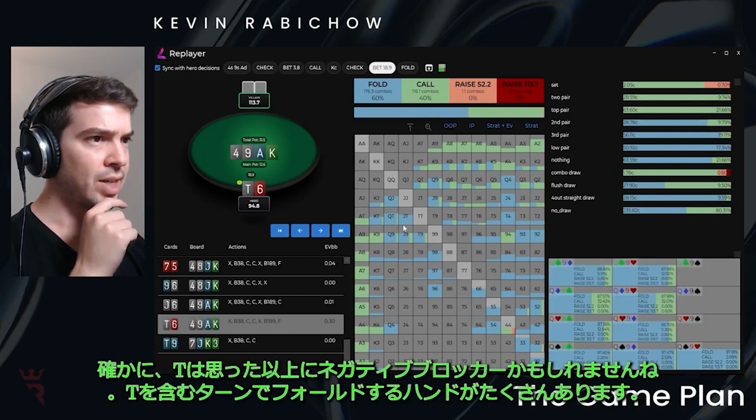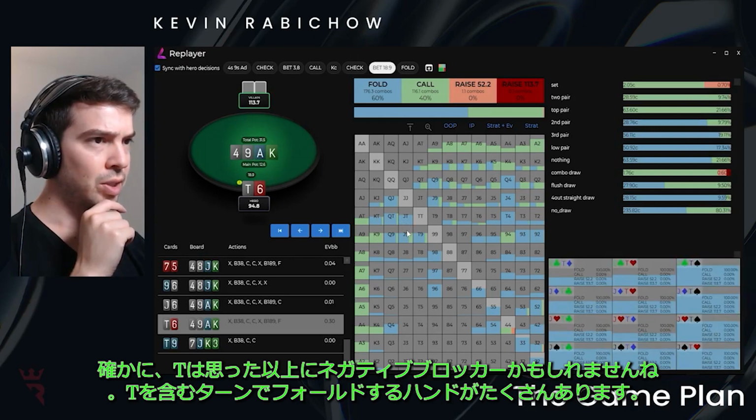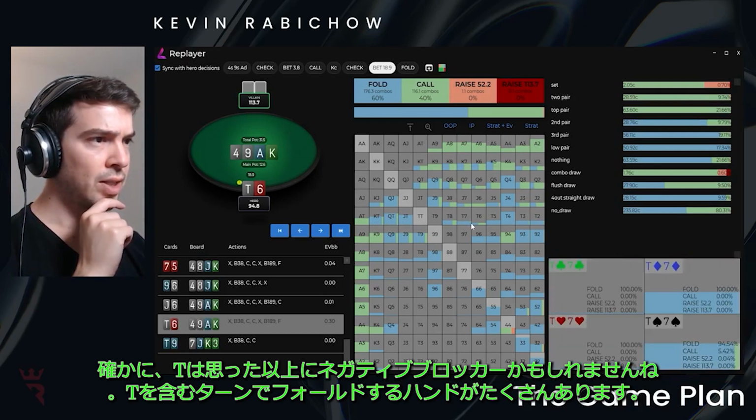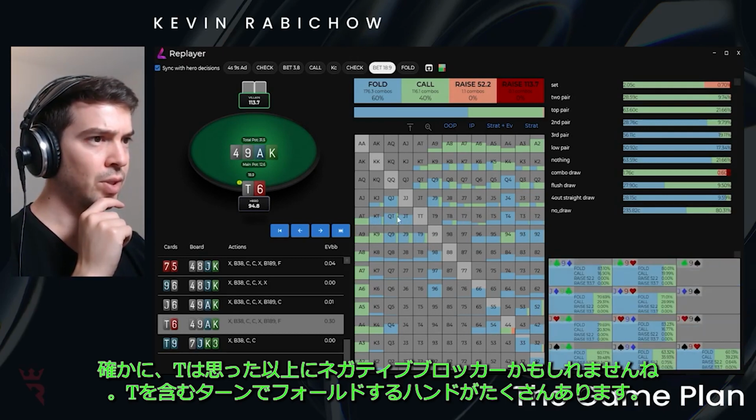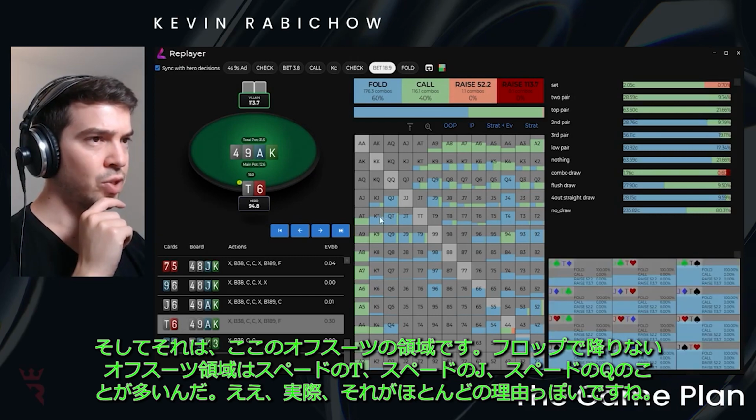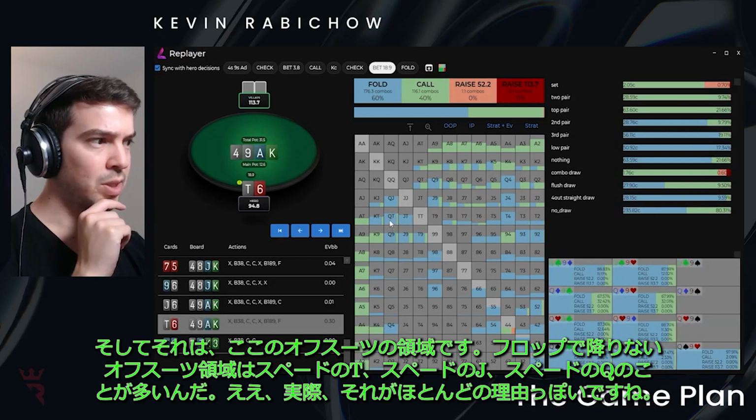Certainly could be that the 10 is much more of a negative blocker than I thought. We're seeing a lot of hands that have the 10 folding the turn. This is the offsuit region right here, and the offsuit region that peels the flop very often has the 10 of spades, the jack of spades, the queen of spades.